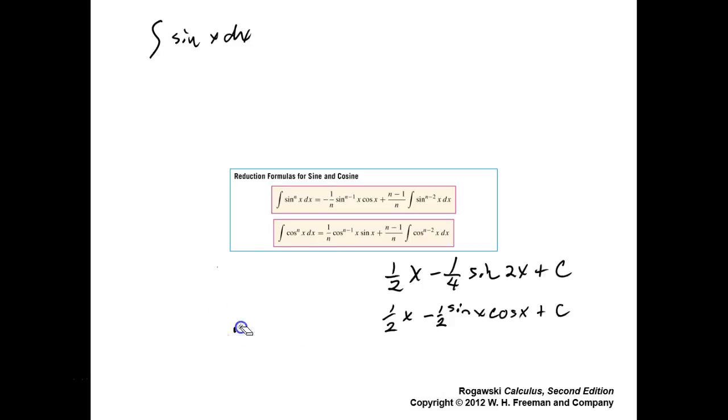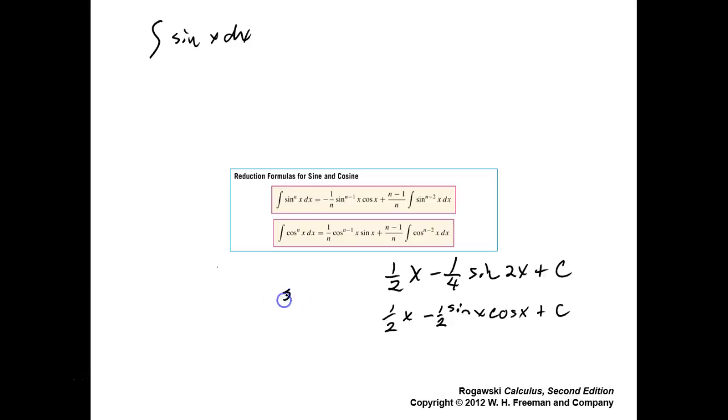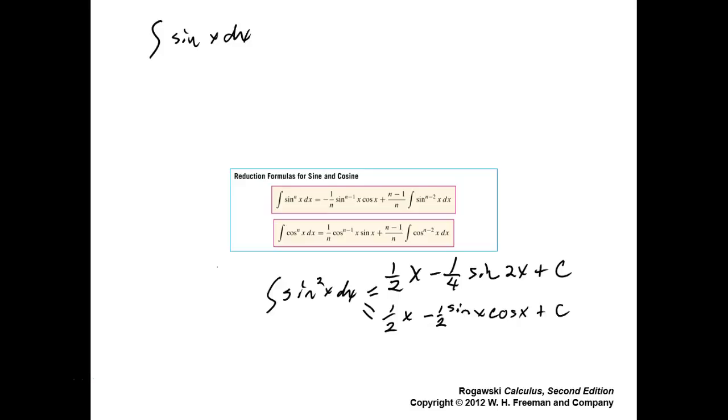Now this is the result of what we had. The integral of sine squared x dx is either that or that. They're the same values, it's just written in two different ways. Now we're going to do the integral of sine fourth x dx.